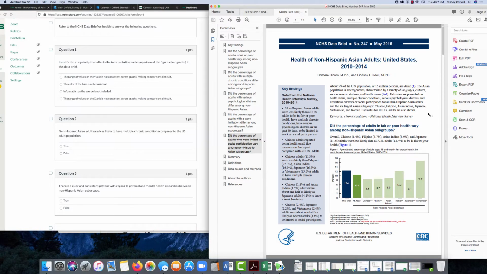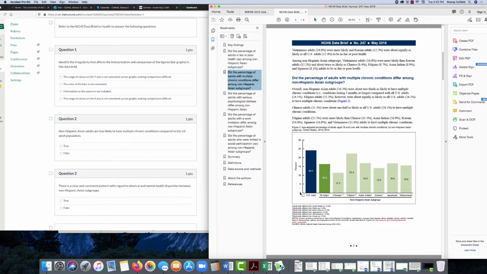So you can take a look at the types of graphs and first take a look that they all have a US total. And in this first one, it goes 0 to 18%. Then there's all Asians together, and then they've broken out the non-Hispanic Asian by subgroup. And interestingly, it's not in any particular order here.